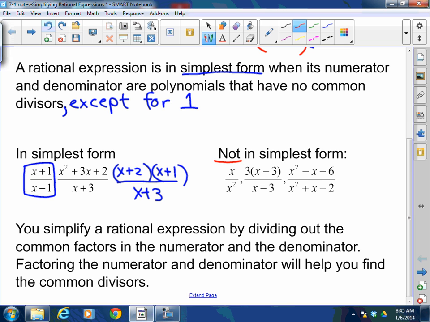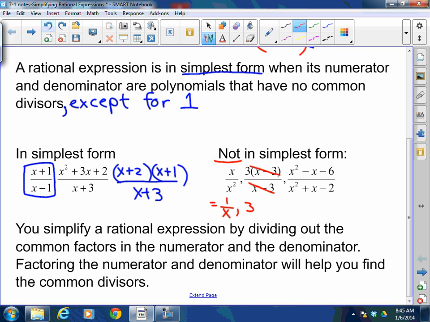I have x over x squared. Well, that becomes 1 over x. Hopefully you guys remember that skill: you subtract the exponents when you're dividing the same base. Here I have 3 times x minus 3 over x minus 3. That's not in simplest form, because I can cancel out this x minus 3 and this x minus 3, leaving me with 3. Done.